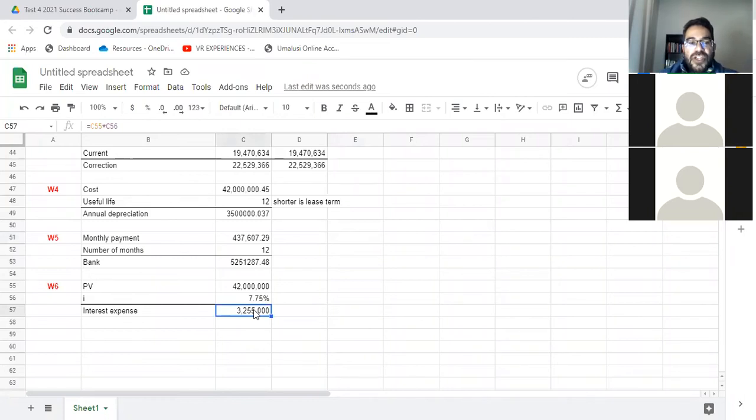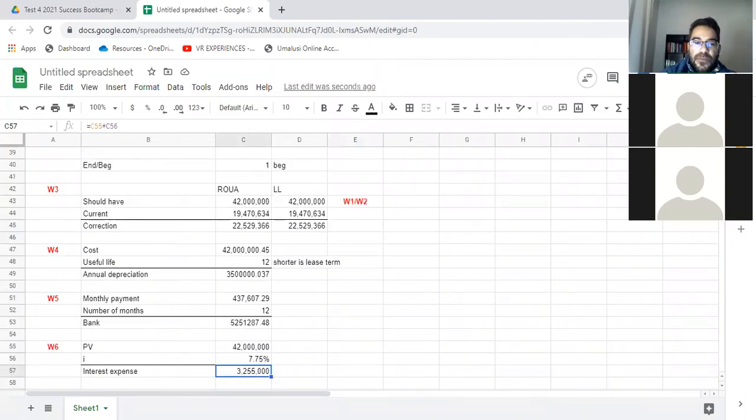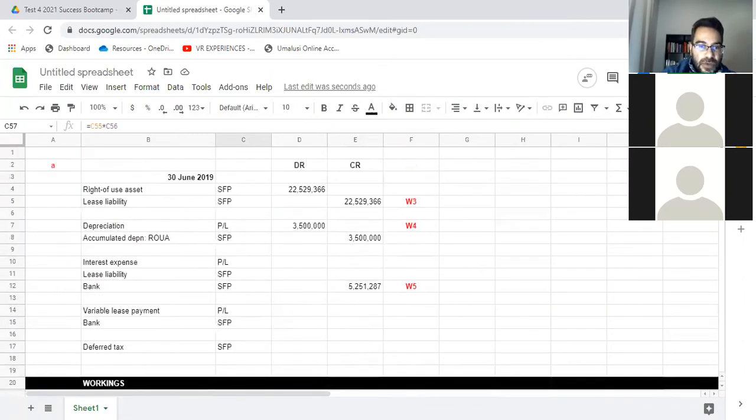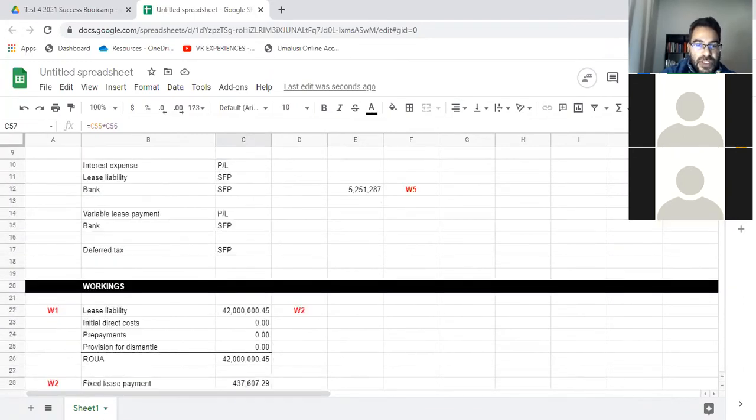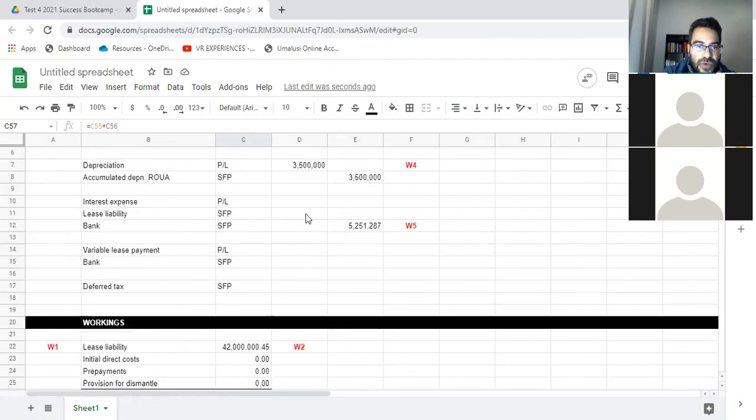The way to actually do it is to work out the present value at 30th June 2019. So when you compare the present value at 30th June 2019 to the present value at 1 July 2018, and you take into account the bank payment, you would actually end up getting the correct interest expense. I'll show you at the end. I first want to get this done because that is a minor calculation. So just to show you all the calculations, I want to do this quickly.